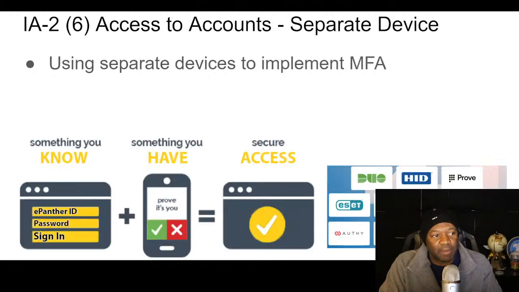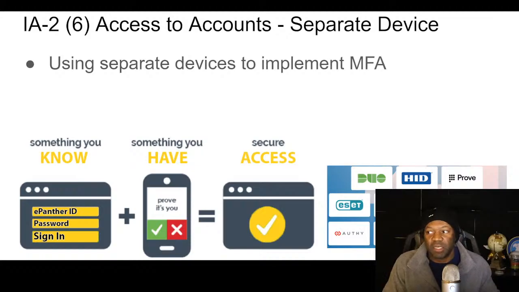Okay, let's talk about IA-2.6. So IA-2.6 is access to accounts, and this is separate devices. Let me explain this one. This one is using different devices to implement multi-factor authentication, right?